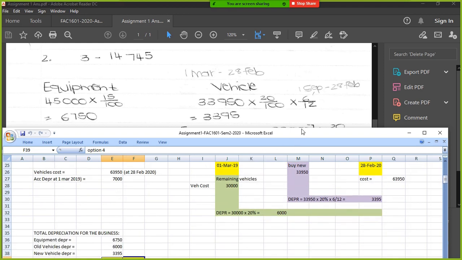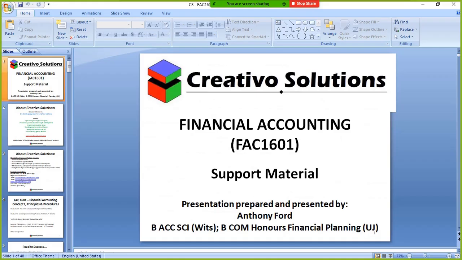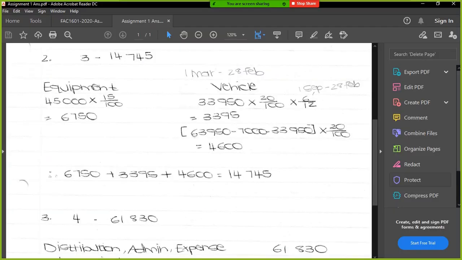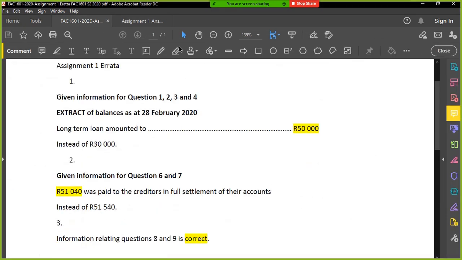Okay, so you have a question about this one? Yes. Sure, what's the question? I got equipment and I got vehicle. My question is for vehicle. The old vehicles were on diminishing balance. Let's go check that. For some reason you didn't minus 7,000. Let's have a look. Okay, this was the assignment.